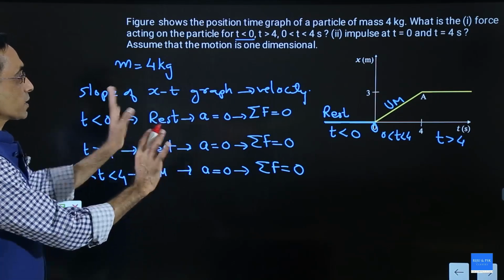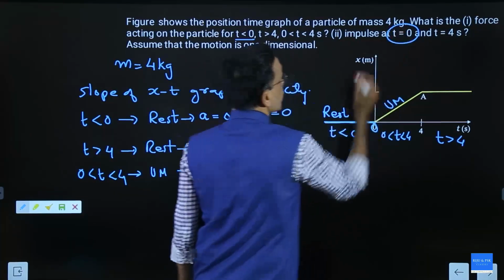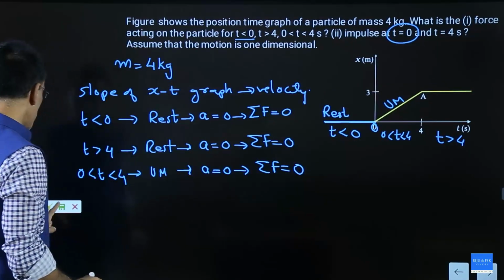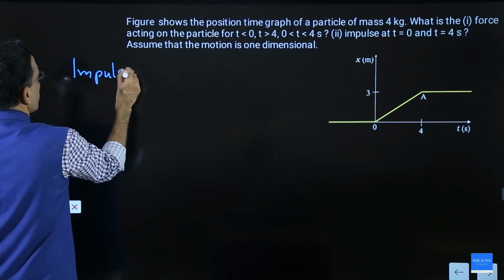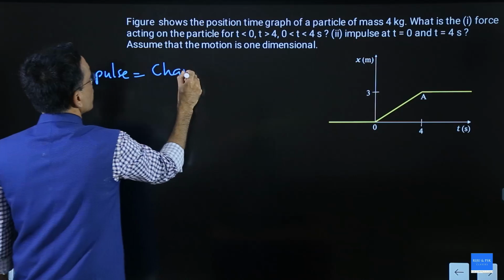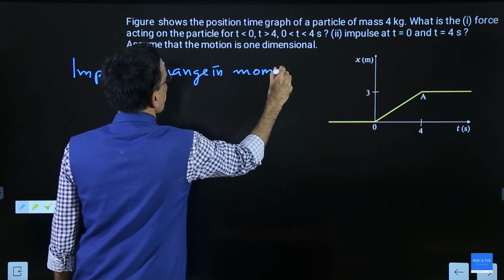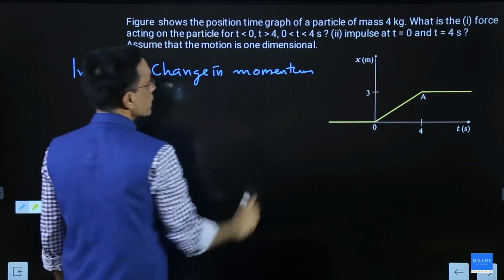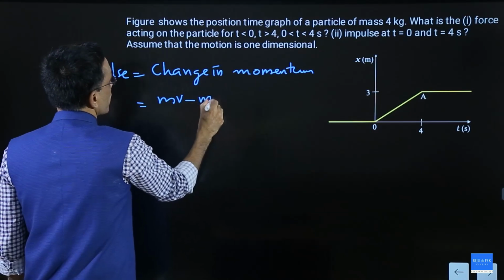So that is done. Now it's asked, what is the impulse at t equal to 0? Okay, let us do that one. Impulse. We studied that impulse equal to change in momentum. Okay, and that is given by final momentum minus initial momentum.